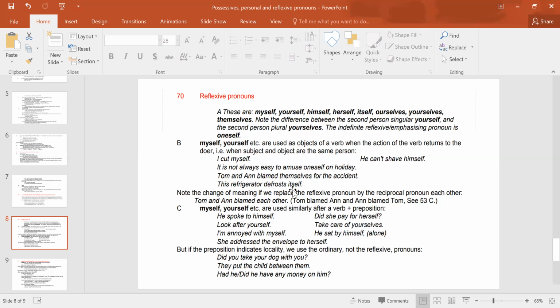This refrigerator defrosts itself. So "itself" refers back to this refrigerator. All right.